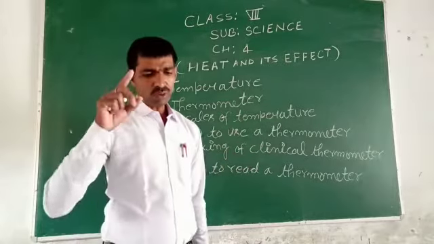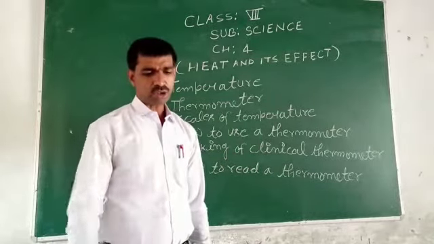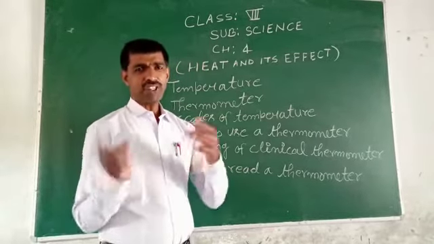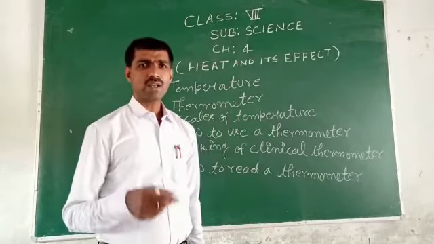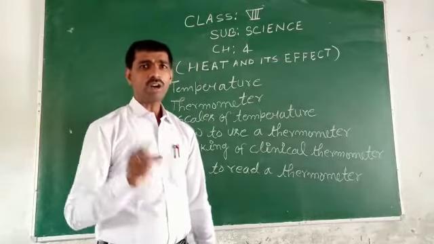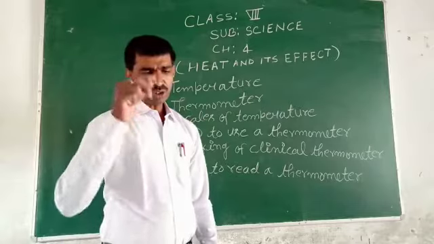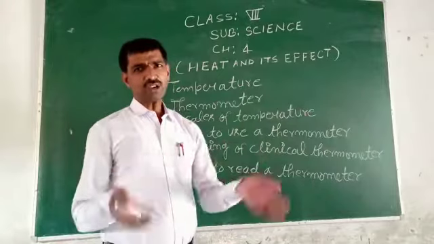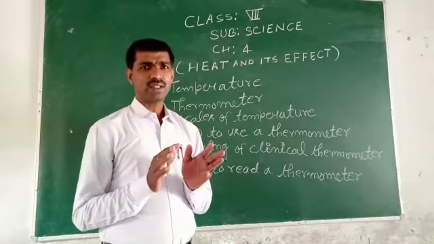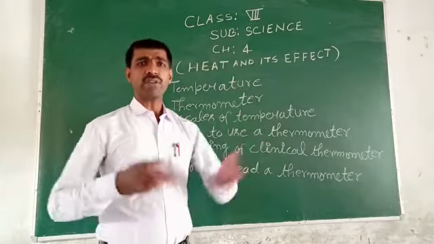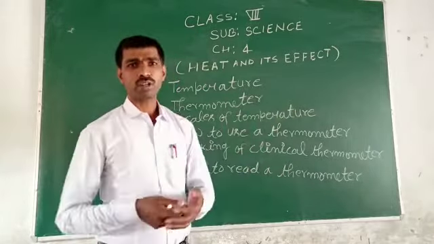But we can only say that something is cold, warm, hot or very hot on touching. We say that certain materials or substances are very hot or very cold. We cannot say exactly how hot or how cold it is. We cannot tell the degree of hotness or coldness by touching the object.